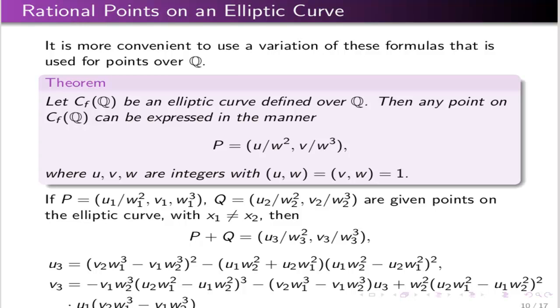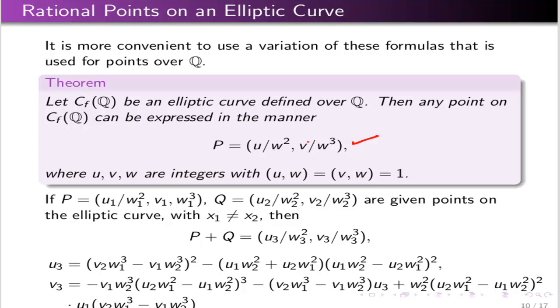Now it turns out there's a better way of doing these calculations so that we don't need to be dividing. Well, division in mod p would mean multiplicative inverses. And that's based on the following theorem. So we can characterize rational points on an elliptic curve as follows. I'll let C be an elliptic curve defined over the rational numbers. Then I claim any point with rational coordinates on that curve must look like this.